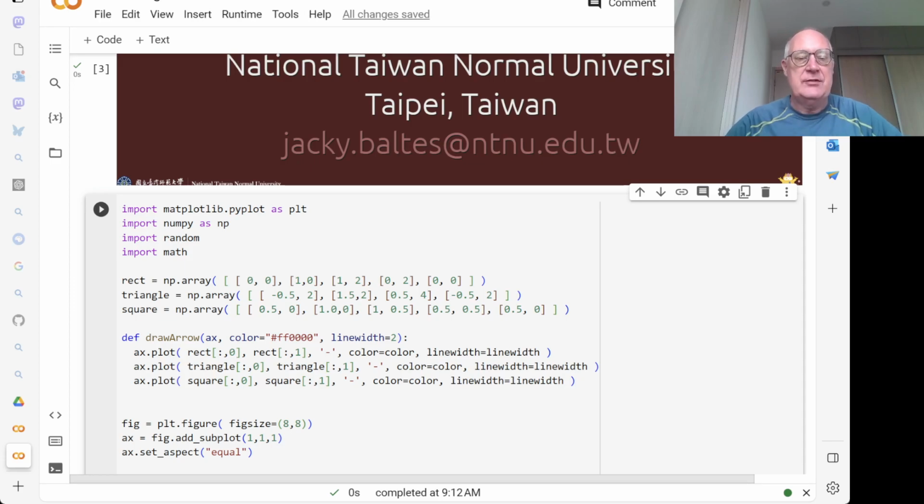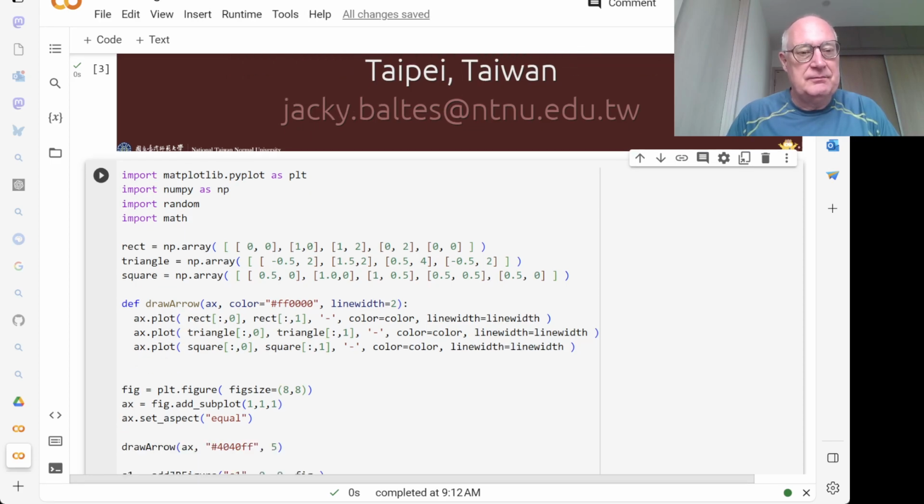So in the class today, we're laying the foundations for what we're going to do next week, which is introducing the kinematics. In the second part of the class, we want to do some programming with matplotlib in order to draw certain figures.